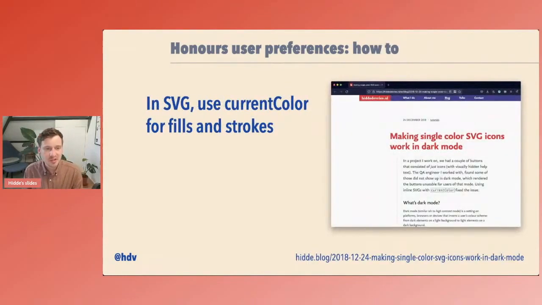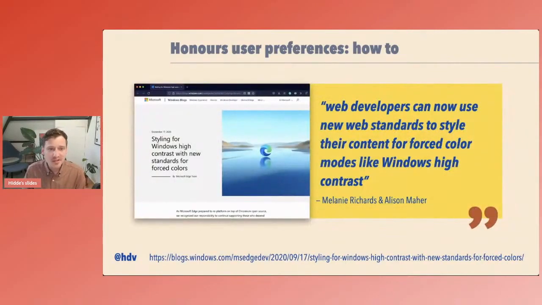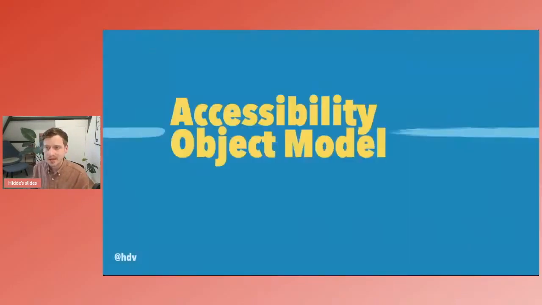If you're using SVG, something you can do is to make sure you're using current color wherever you can, especially if you're using icons that are only in one color. This is useful because current color will compute to the color of your text. And you want to make sure that that adapts if the dark mode is going to change your text color. An awesome blog post about this is by Melanie Richards and Alison Mayer. They write web developers can use new standards to style their content to force color modes like high contrast mode. And it goes into some of the gotchas as well.